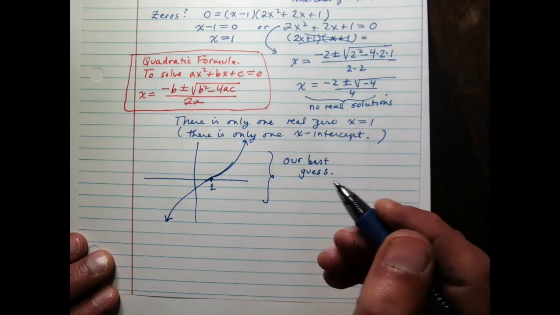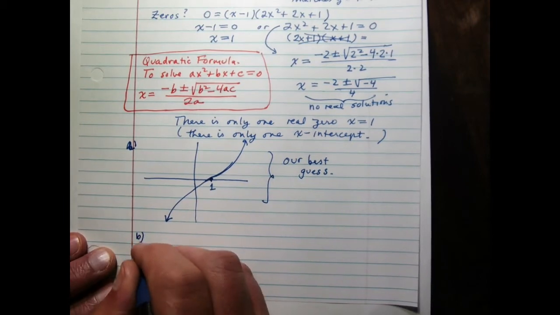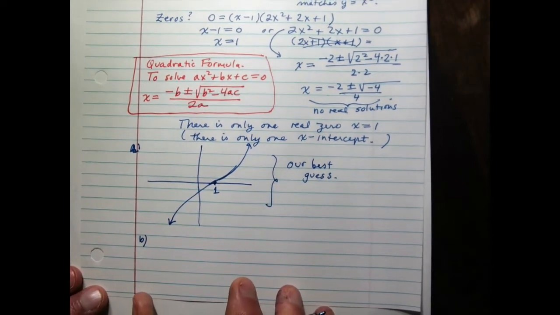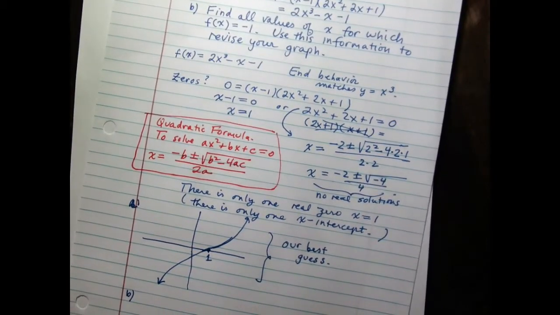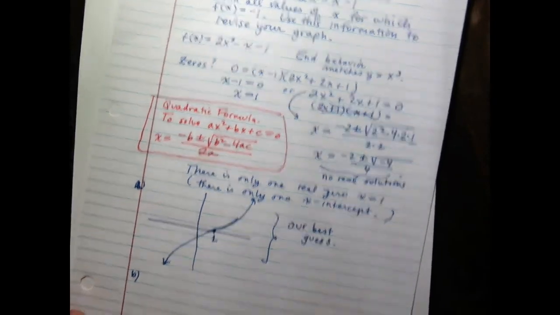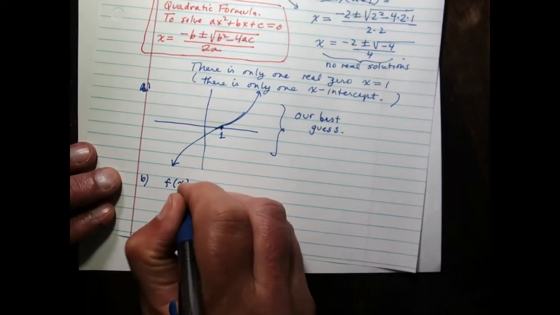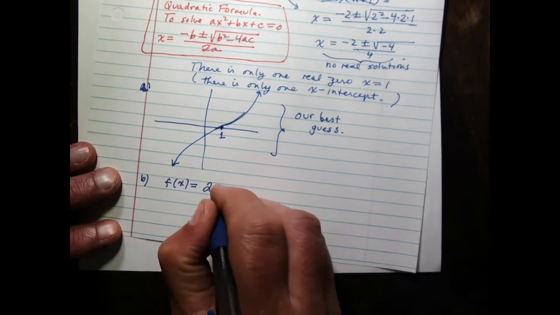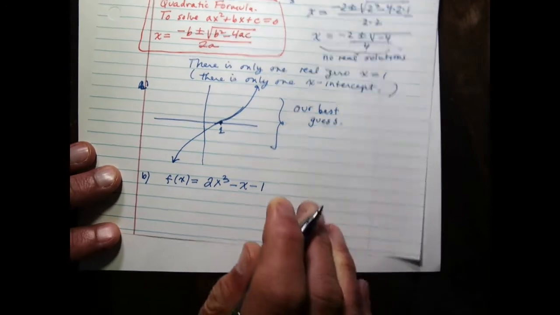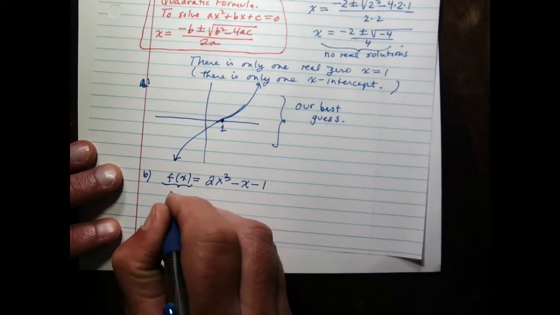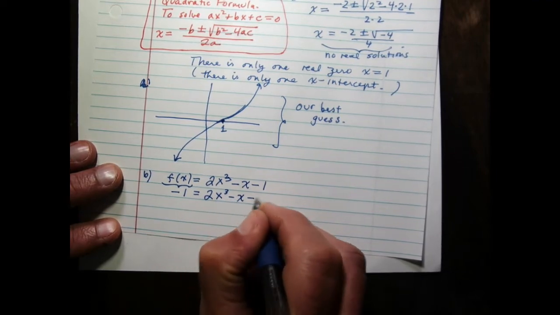Now, that's part A. I was thinking about part B. Now, part B is a little mystery question here. Find all values of x for which f of x is -1. So I'm going to take the multiplied out form of the function expression, and I'm going to set the output equal to -1 and solve.